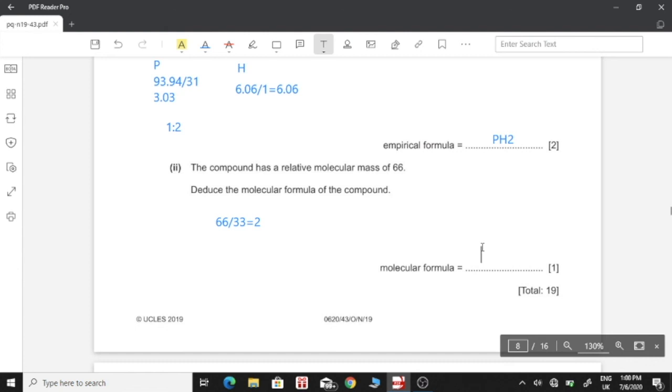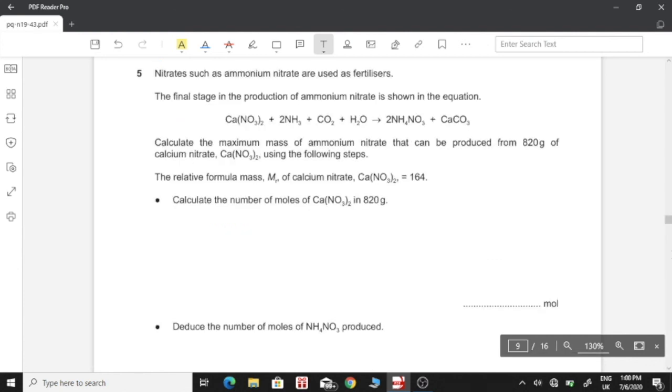Alright, question number 5. Nitrates such as ammonium nitrate are used as fertilizers. The final stage in the production of ammonium nitrate is shown in the equation. Calculate the maximum mass of ammonium nitrate that can be produced from 820 grams of calcium nitrate using the following steps. The relative formula mass of calcium nitrate is 164. Calculate the number of moles. Number of moles is equal to mass over molar mass. The mass we have is 820 divided by the molar mass, which is 164, and this gives us the answer as 5 moles.